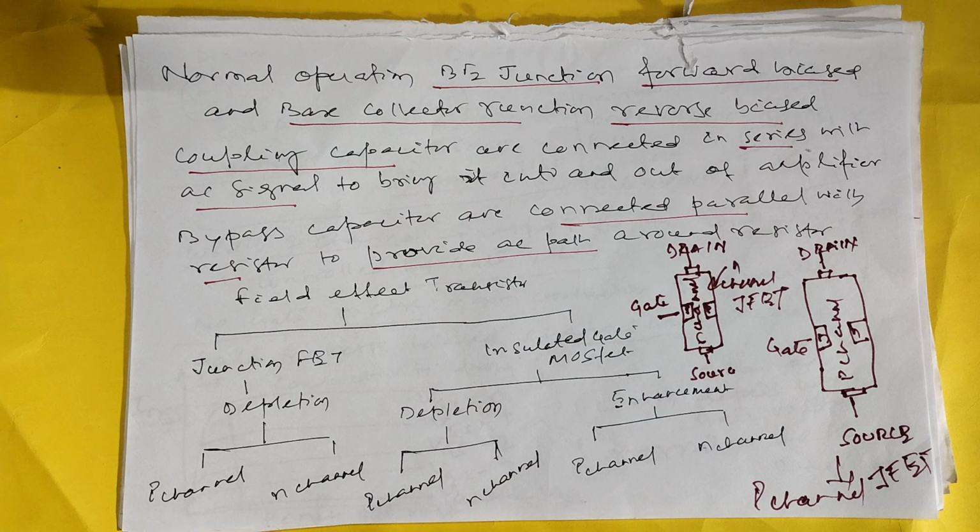So here we have the junction field effect transistor, divided into the junction type and the insulated gate field effect transistor, the MOSFET. Here we show the N channel, the drain, the N channel, and the P channel.